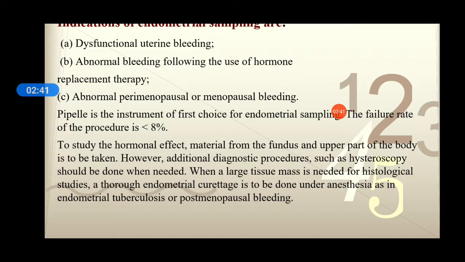When a large tissue mass is needed for histological studies, a thorough endometrial curettage is to be done under anesthesia, as in cases of endometrial tuberculosis or postmenopausal bleeding. So if you want to take a larger sample for histological examination, or you want to do a complete uterine curettage, D and C, which is called dilatation and curettage, of the entire endometrial cavity, then you need to go for anesthesia. Under anesthesia you can do this procedure, especially in cases of endometrial TB, tuberculosis, or postmenopausal bleeding.